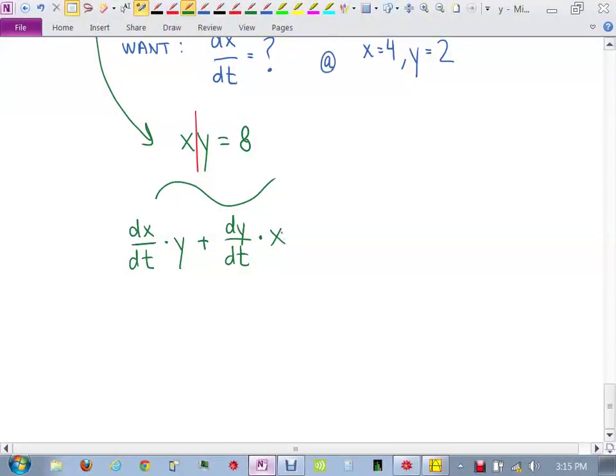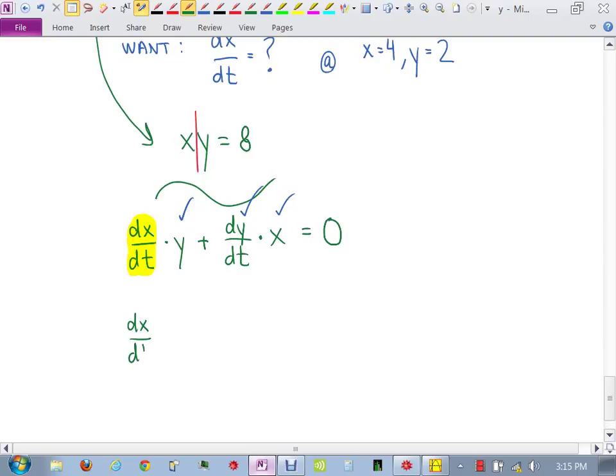Times x, so that's my product rule, equals 0. Is that what we want in this equation? Yes. Do you know everything else? See, now you can fix the point in time. Y we know is going to be what? 2, so I've got that one. dy dt I know is -3, and x is going to be 4, right? So I've got them all. So it's just a matter of plugging in now.